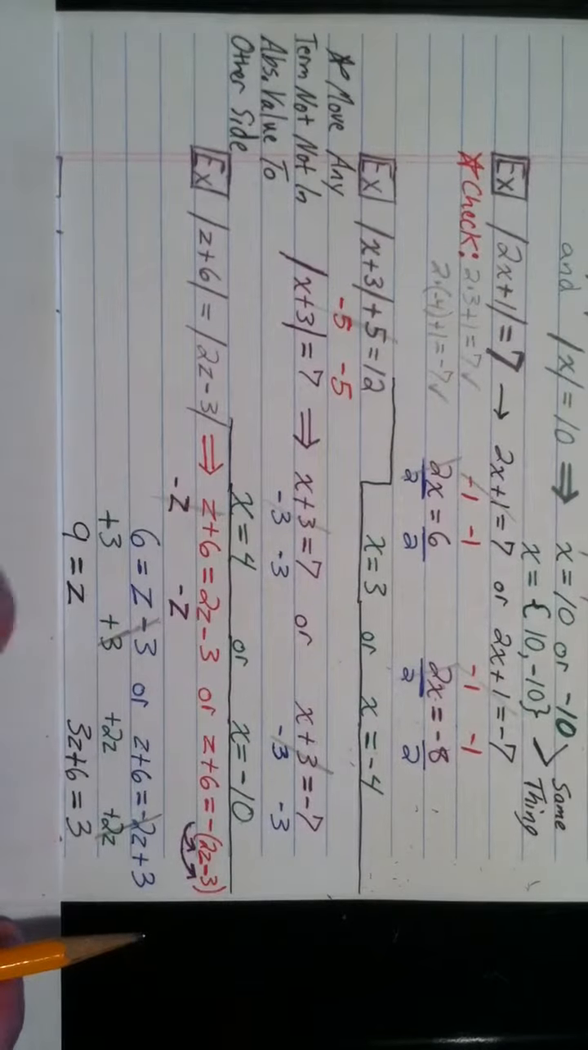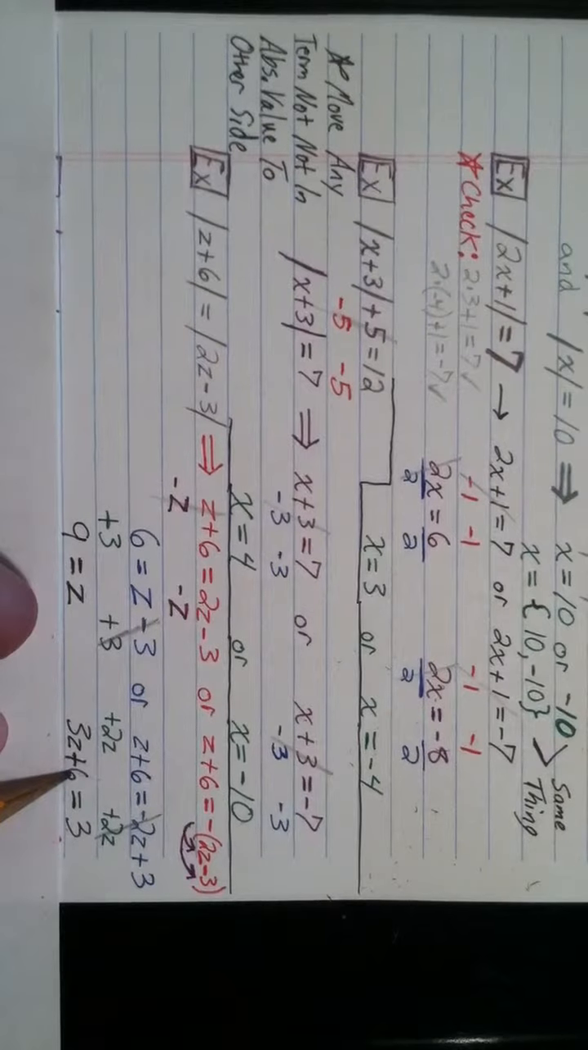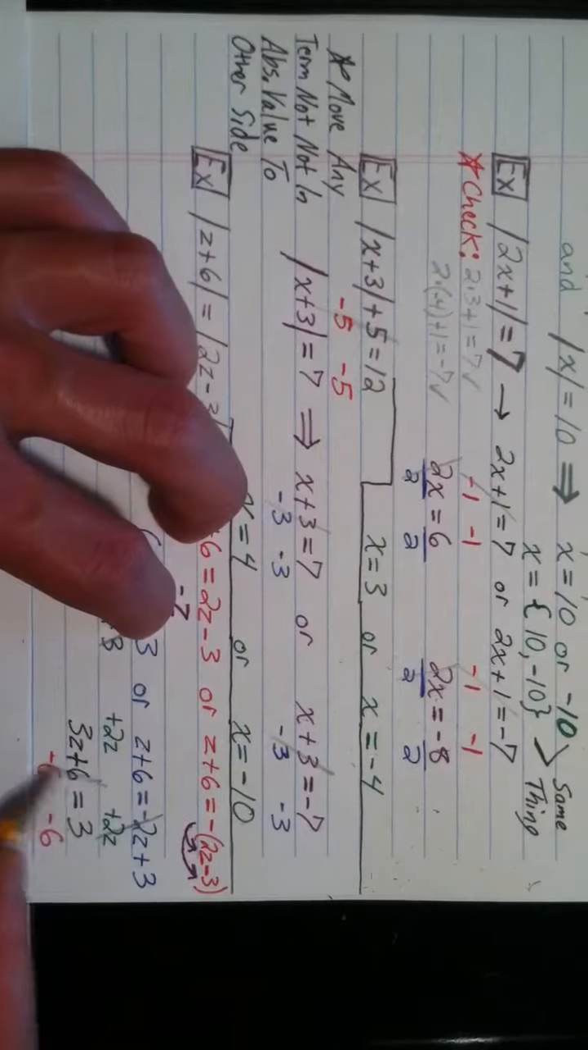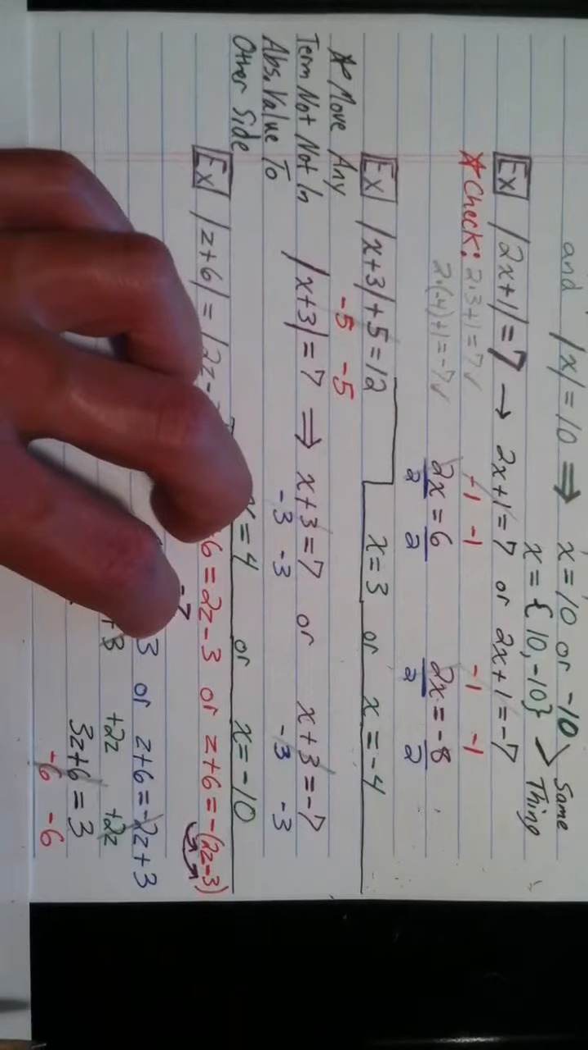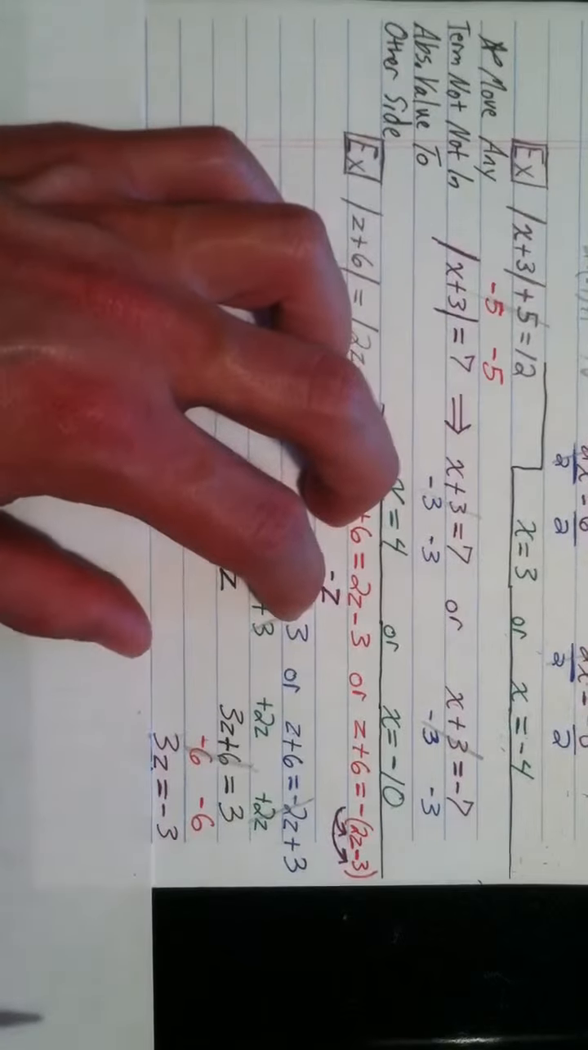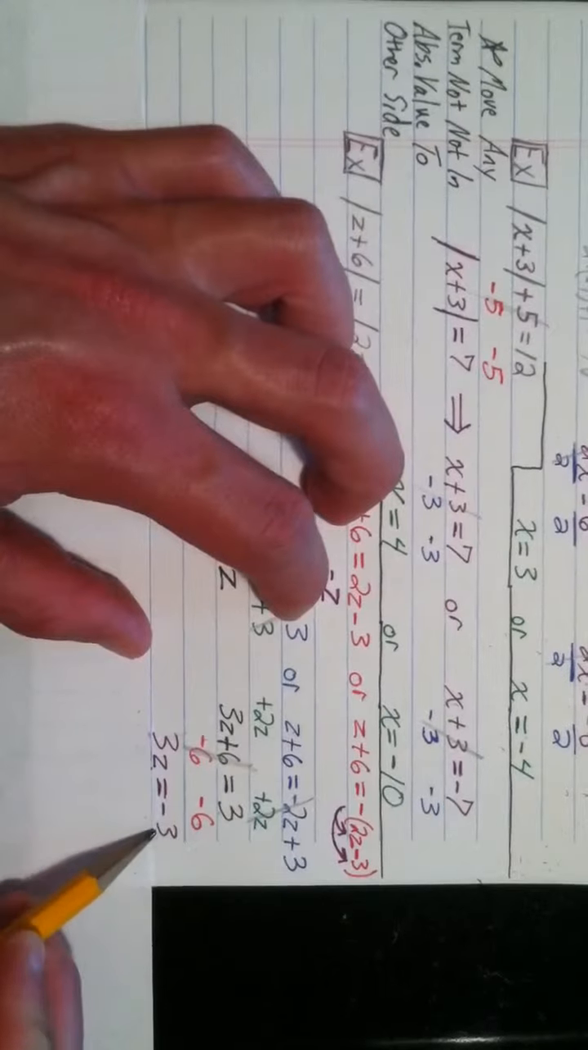We then need to get the non-z terms to the other side. So the 6, we need to subtract a 6 to get rid of this positive 6. So subtract 6 from both sides, canceling out the 6's over here. And that leaves us with 3z equals negative 3, when we do 3 minus 6, giving us negative 3 there.